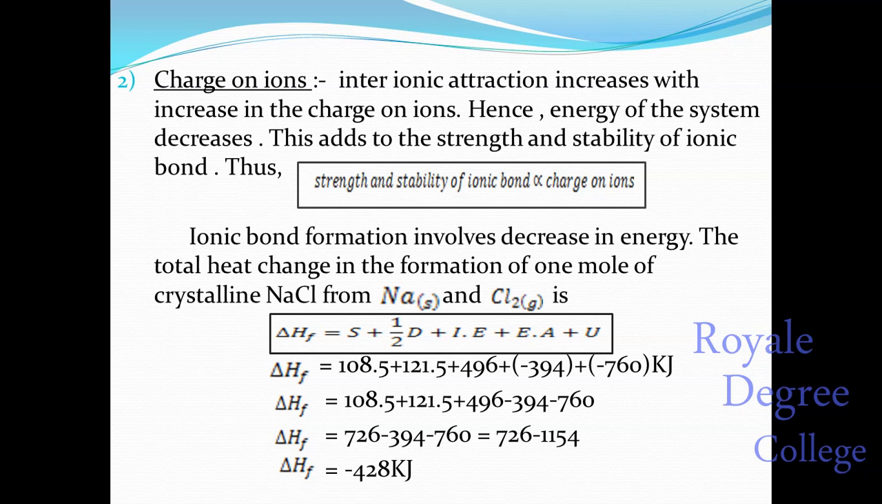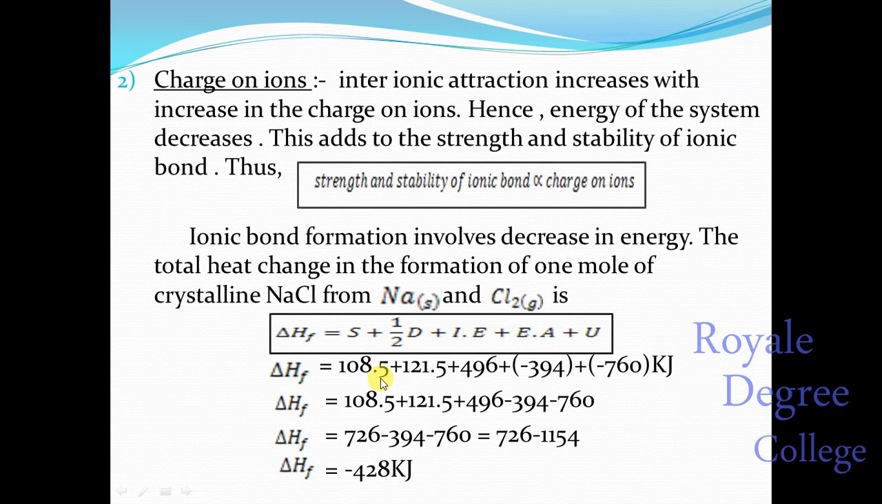Ionic bond formation involves decrease in energy. The total heat change in the formation of 1 mole of crystalline sodium chloride from solid sodium and chlorine gas is ΔHf. It is equal to S, that is sublimation energy, plus half dissociation energy plus ionization energy plus electron affinity plus lattice energy. Now we are keeping the values. ΔHf is equal to the sublimation energy value, which is a constant value for sodium and chlorine.